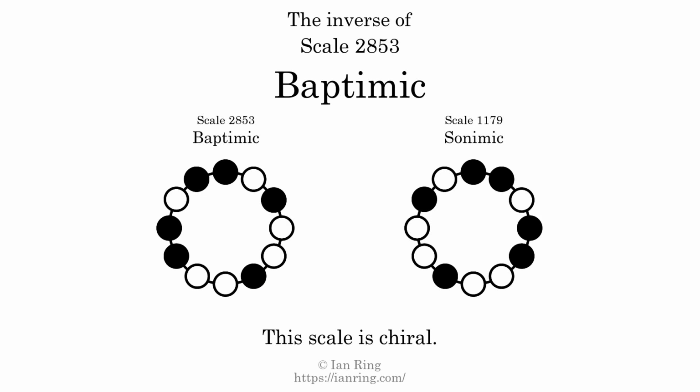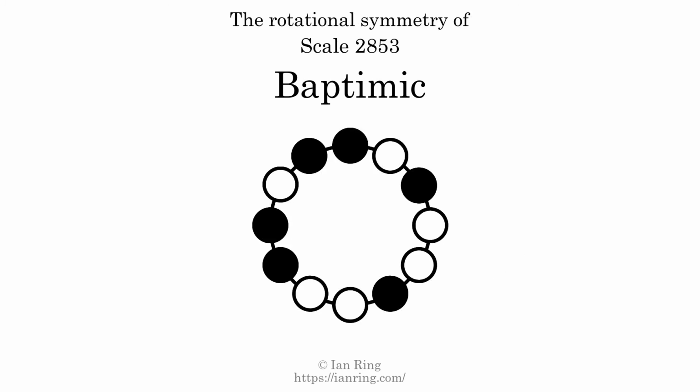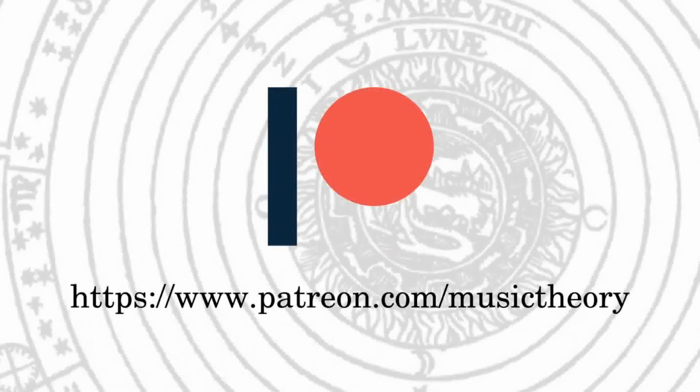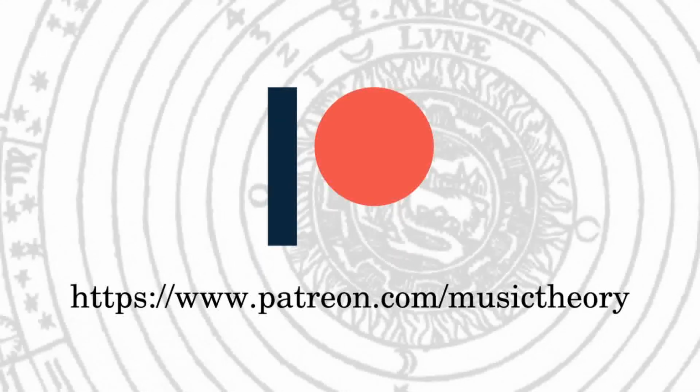The inverse of a scale is a mirror image. It is what you get when the sequence of intervals is reversed. The inverse of this scale is scale 1179, also known as synemic. This scale is chiral. It cannot transform into its inverse by rotational transformation. This scale has no rotational symmetry. For even more detail about this scale, visit ianring.com/musictheory/scales/2853.